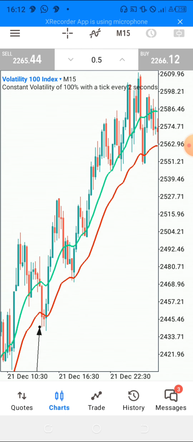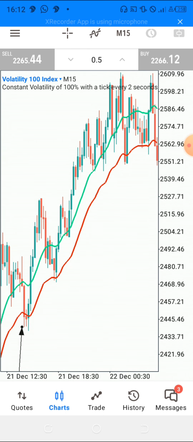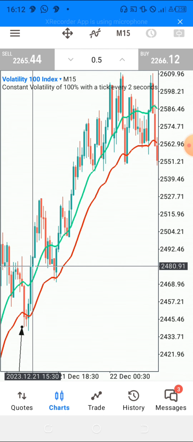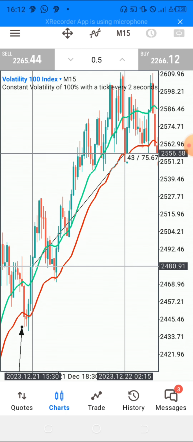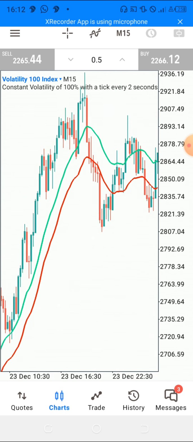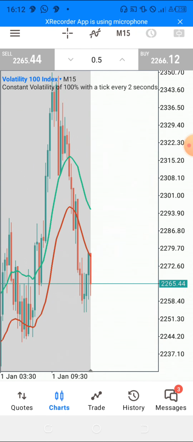You can see you're going to hold this trade from here until price closed below this level. So we can see we have a lot of winning trades in this particular level. So let's look at how we can sell using this particular strategy.